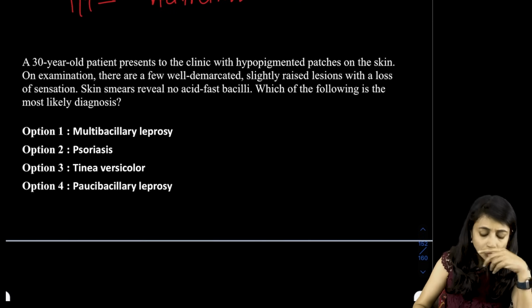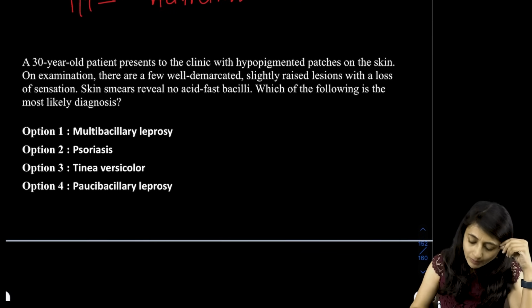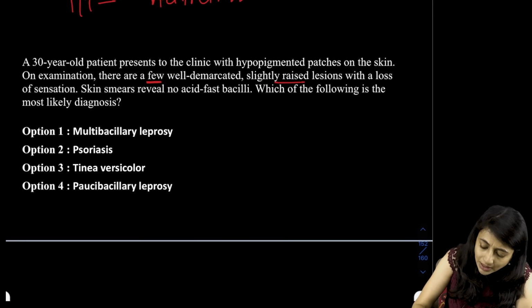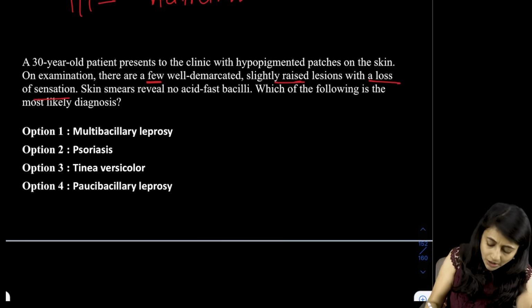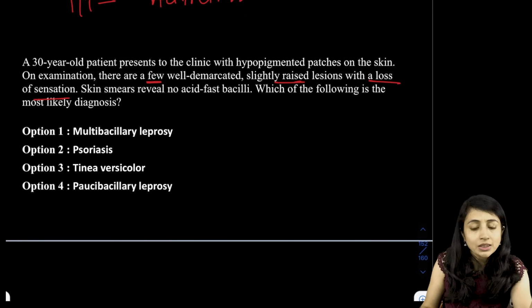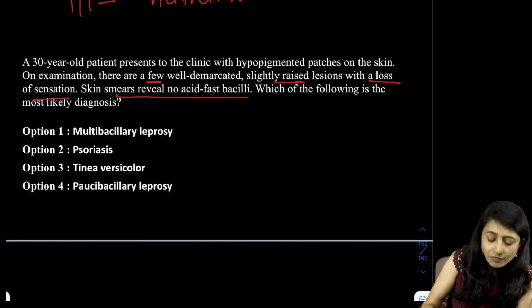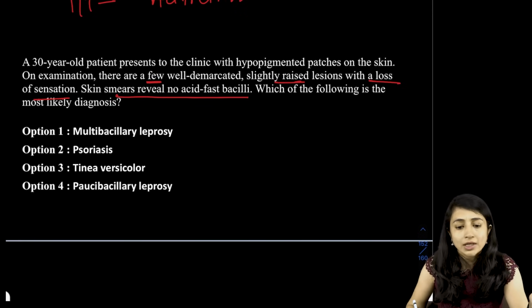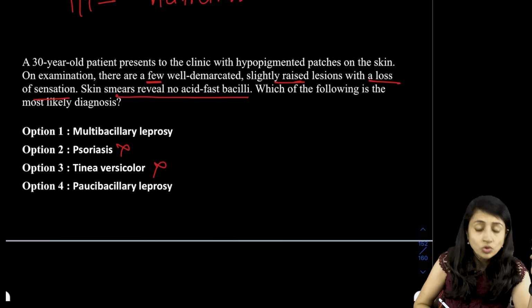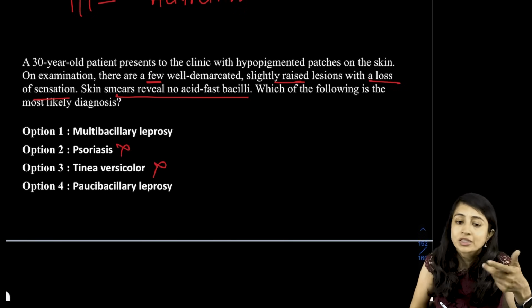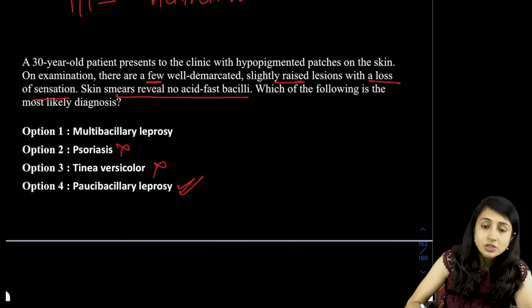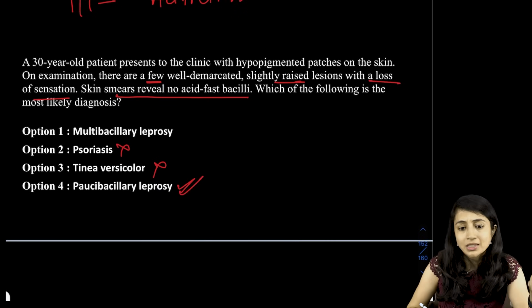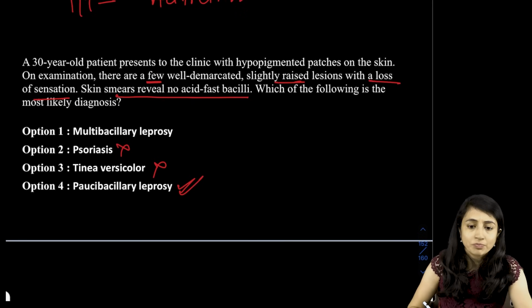Then, a 30-year-old patient presents to the clinic with hypopigmented patches on the skin. On examination, there are a few slightly raised lesions with loss of sensation. So, you know we are talking about leprosy, there is loss of sensation. Skin smears reveal no AFBs. Which is the most likely diagnosis? Obviously, it's not these two. Now, since you're not seeing acid-fast bacilli on smear, you know this is paucibacillary leprosy. In paucibacillary leprosy, you do not see AFBs. Multibacillary leprosy will present with AFBs. Also, here the patches are few.